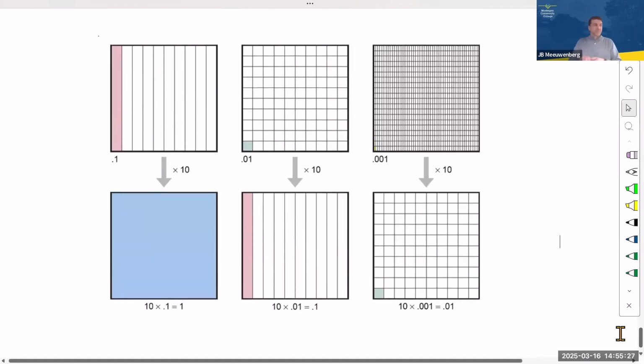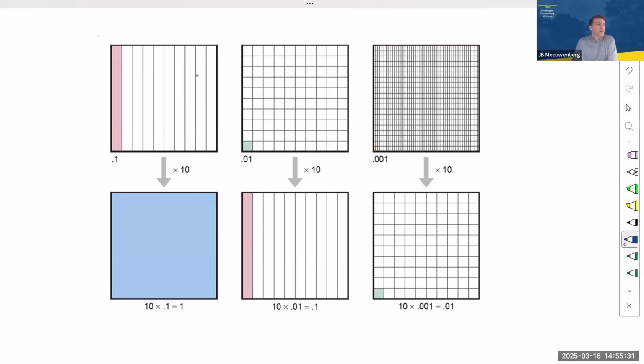On the left, notice what this picture represents, this upper left-hand corner. This represents 1/10, 0.1, and we are going to multiply that by 10. So 1/10, when we multiply it by 10, would fill in all of those columns, giving us one entire square. So 10 times 1/10 is equal to 1.